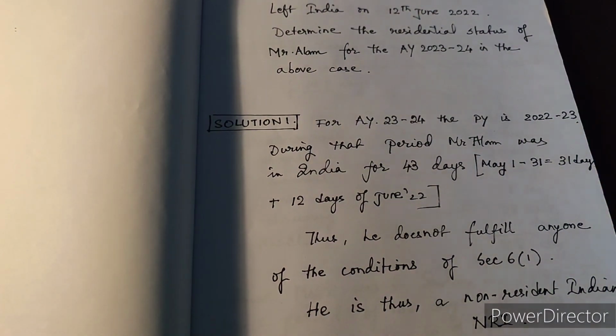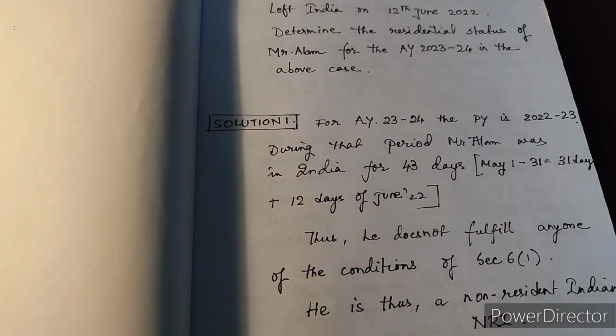For assessment year 23-24, the previous year is 22-23. During that period, Mr. Alam was in India for 43 days. Now, how do we know it is 43 days? You have to count May 1 to May 31st, both the days inclusive. May 1 has to be taken into account. So, May 1 to May 31, that is 31 days, plus the 12 days of June. The 12th day of June will also be included.